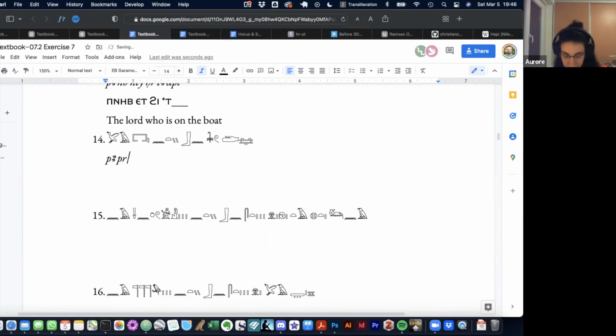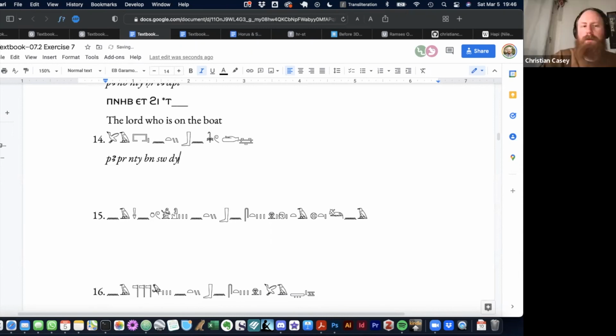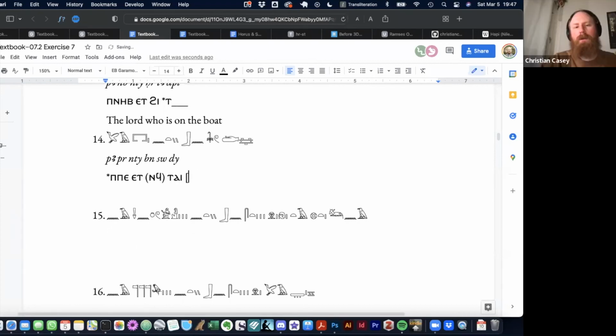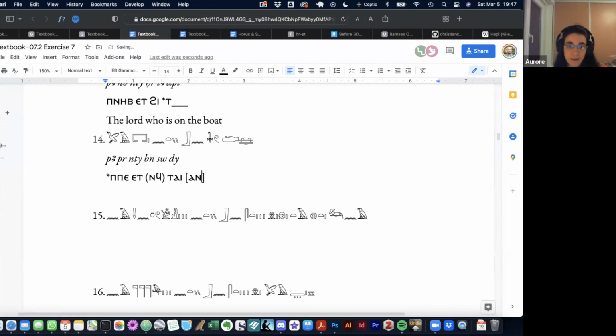Paper enti ben sudi. And that would be Pepe. Yeah, this one we can reconstruct as Pepe. Okay, et enf tai. Enf die, and then I'm going to throw in an. Yeah. Okay. And that's the house that is not here.